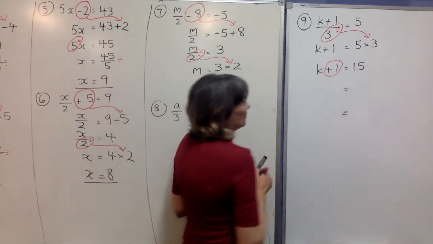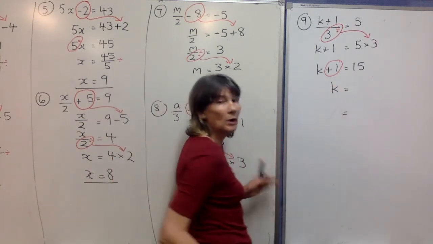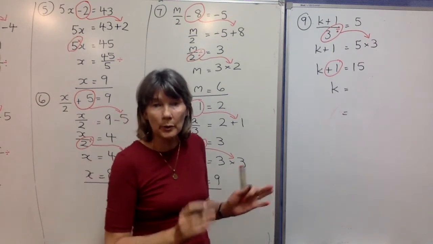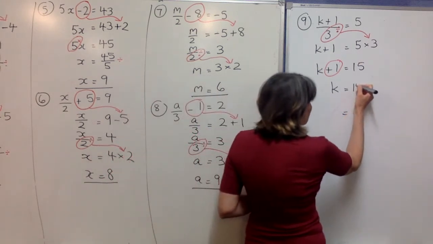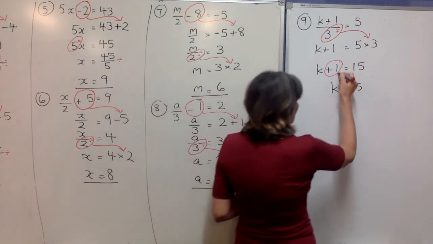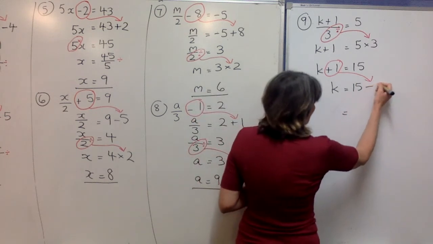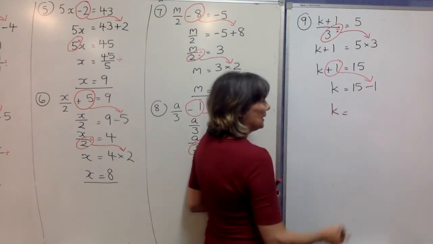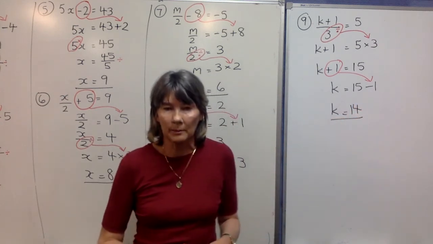Circle it. That will leave you with just a k on the left-hand side, which is what we want to happen when we're solving equations. We want the letter by itself. Copy down the 15 on the right-hand side. And now we're doing the opposite of plus 1 over here on the other side, which is minus 1. And if you work that out, you'll get k equals 14, and that's the answer to your question.